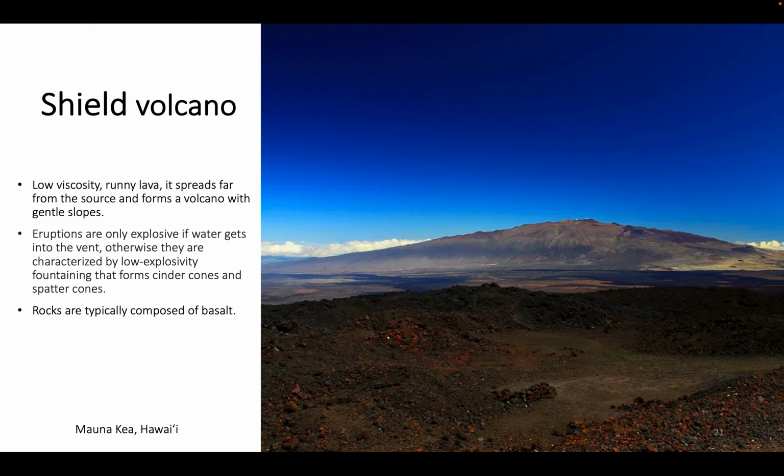Here is an image of a shield volcano in Hawaii. This is Mauna Kea. You can just barely make out the telescopes on the top of Mauna Kea. Again, take into consideration, whereas composite volcanoes were more steeply shaped, with steeply sloped sides, here we have a gently sloping, broad, dome-shaped volcano.